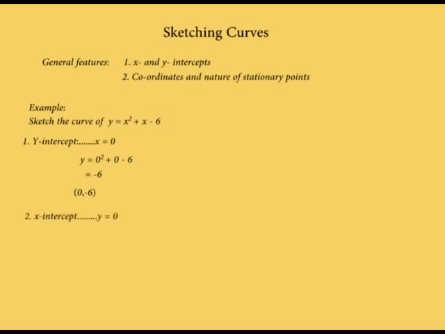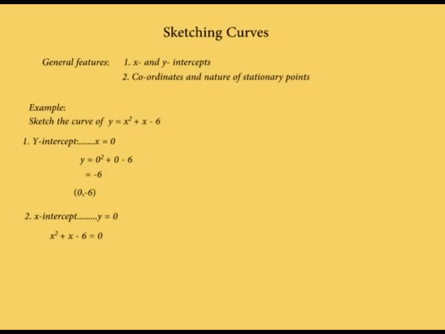X-intercept. The x-intercept occurs when y is equal to 0. So we substitute 0 in place of y and solve for x. This is a quadratic function and we expect two values of x. x squared plus x minus 6 is equal to 0. Find two numbers such that when you multiply them you get negative 6, and when you add them you get positive 1. Those numbers are 3 and negative 2.